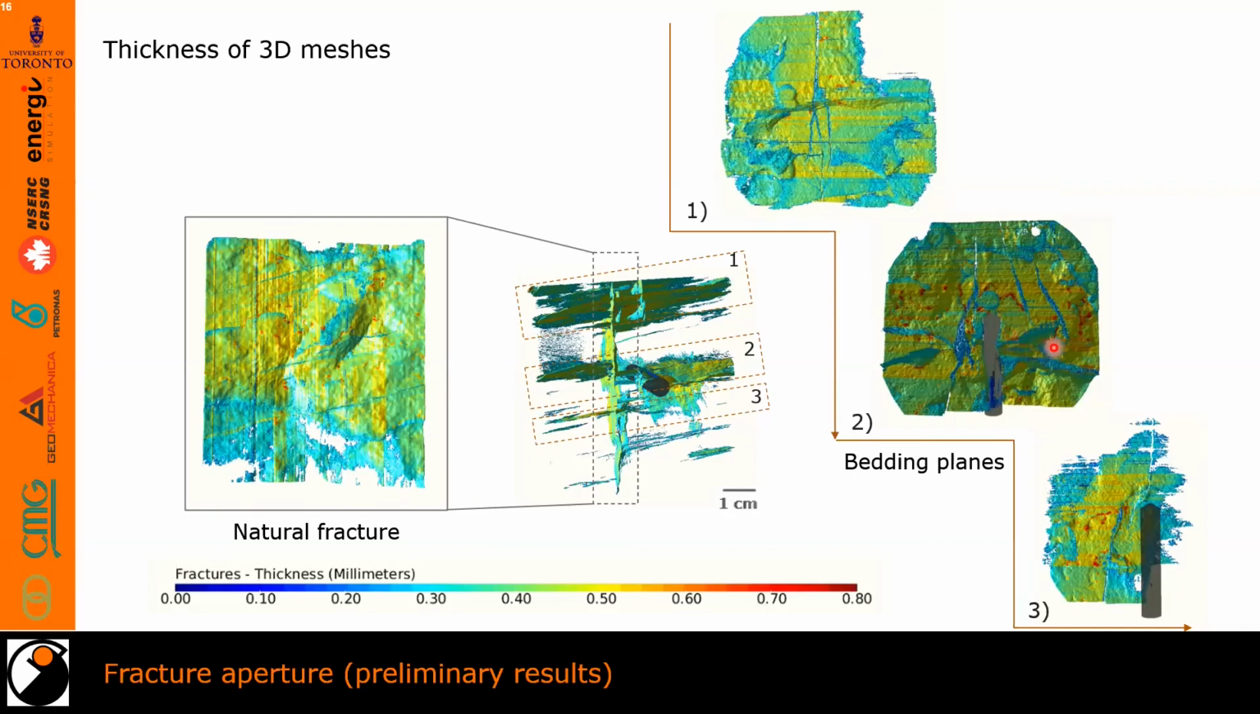And for the bedding plane at the bottom right, the fracture is wider on the left side of the intersection. And this is likely an evidence that the natural fracture affected the fluid flow in the fracture network.